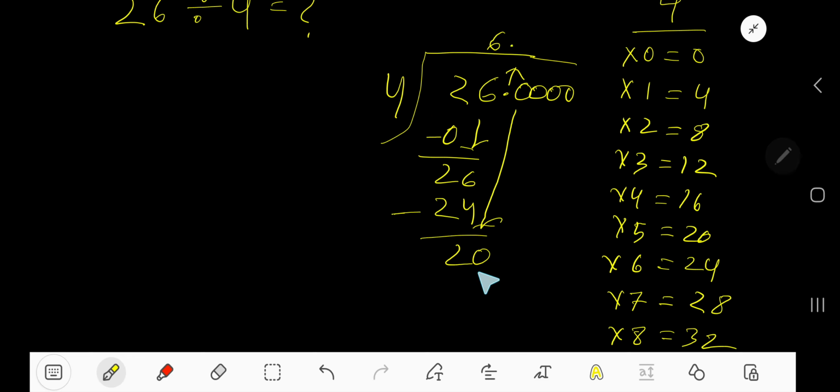Now 4 goes into 20 how many times? 4 goes into 20 5 times. 5 times 4 is 20. Subtract, we are getting 0. As our remainder is 0, we are done. So our answer is 6.5.